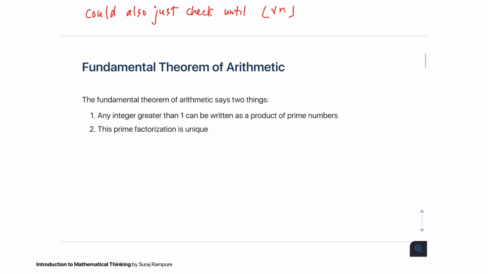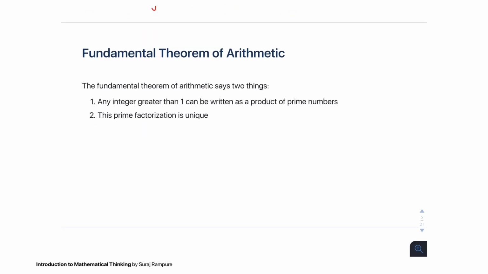Cool. So now here's another formal definition, the fundamental theorem of arithmetic. So the fundamental theorem of arithmetic says two things. One, that any integer greater than 1 can be written as a product of prime numbers, and two, that this prime factorization is unique. Okay, so it says two things. Every integer can be written as a product of primes, right? If the number itself is prime, the prime factorization is just the number itself. And the prime factorization itself is unique.